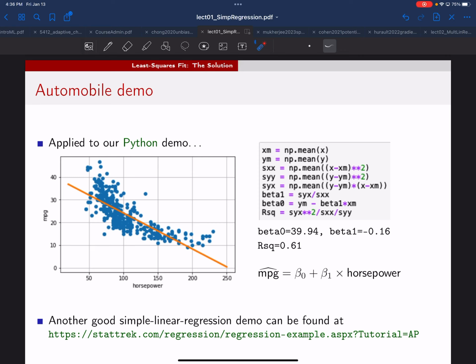So that's just a simple application of this idea to our miles per gallon prediction problem. If you want to see another similar little tutorial, this is a pretty good one. Okay, any questions so far?